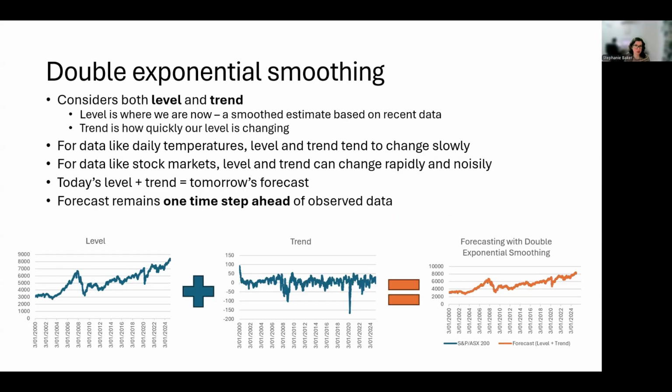So we'll dive a little bit deeper into double exponential smoothing now. We'll go through all the math in a second. I'll get you started on writing the code for this task as well. But first, I wanted to give you just some intuition as to what the pieces mean.